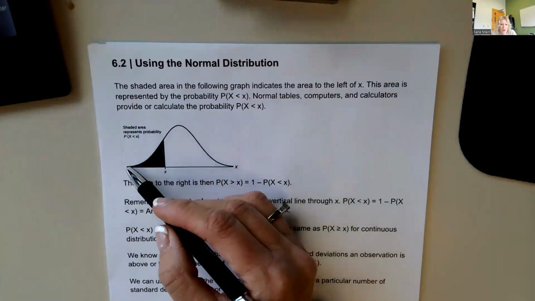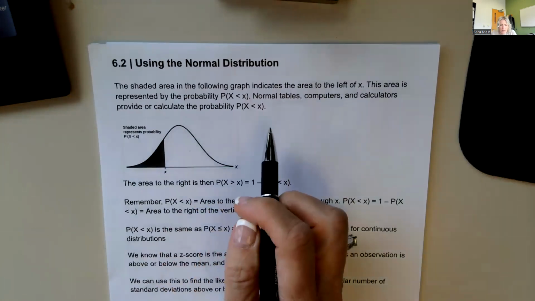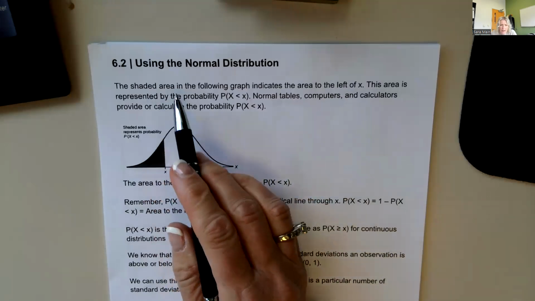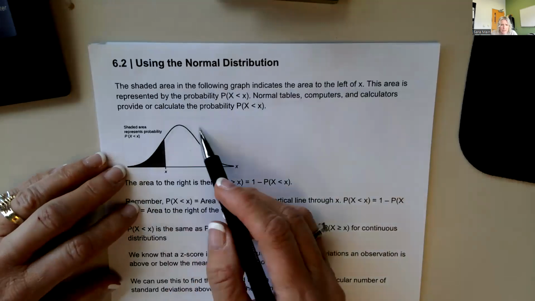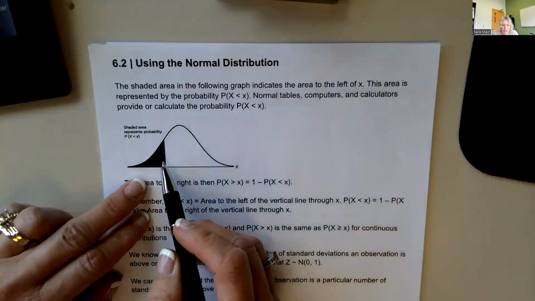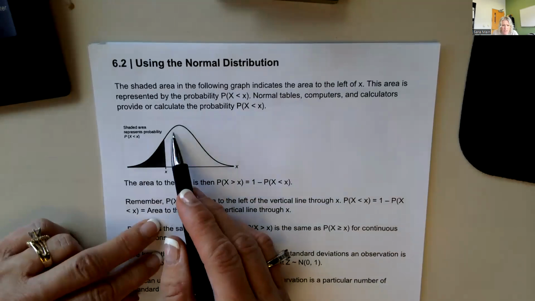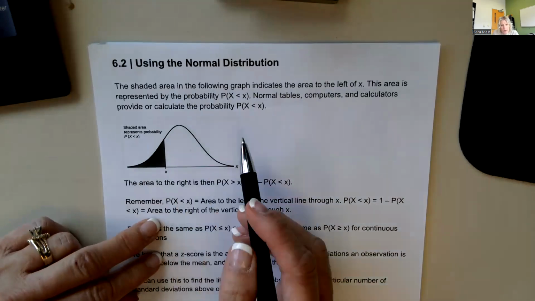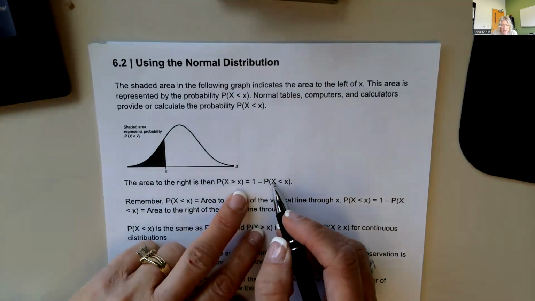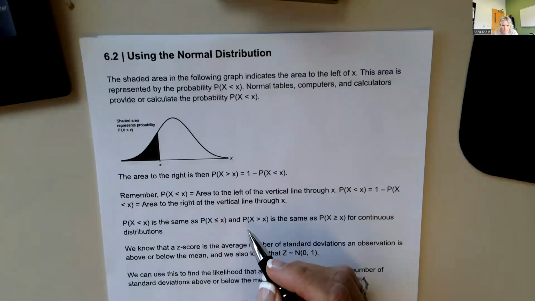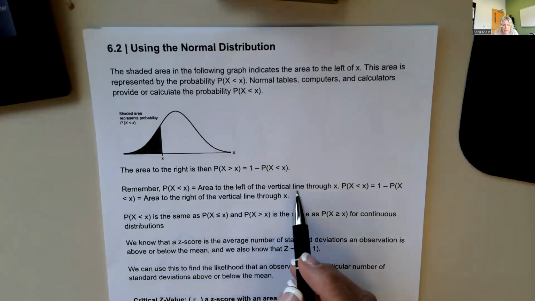So we have to remind ourselves that, just like we said, the entire probability under a curve using the empirical rule was 1. The shaded area in the following graph indicates the area to the left of x. So the area under the entire curve is 1. The area left of x is going to be the probability of x being less than x. And the area to the right is going to be the probability of the area greater than x. So the area to the right is then the complement of the area to the left. Remember that the probability of x being less than x is the area to the left of the vertical line through x.